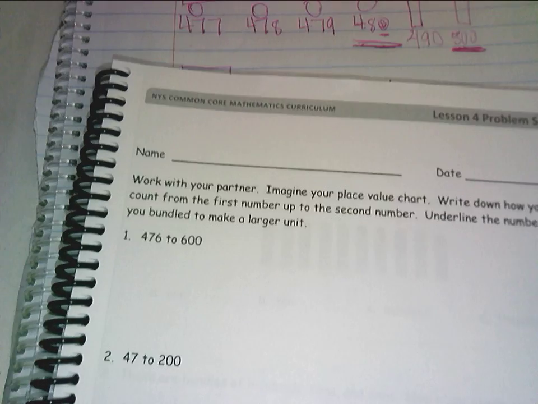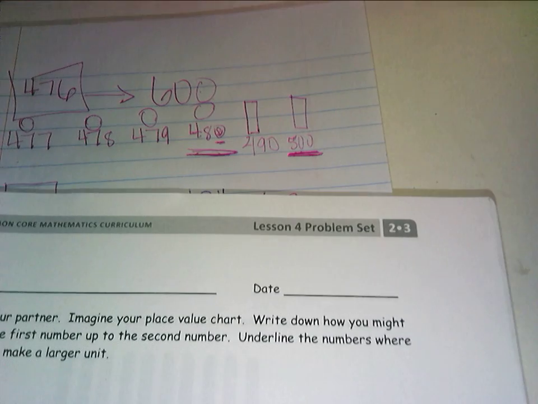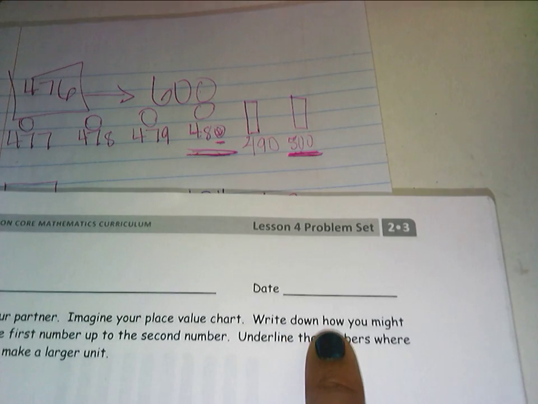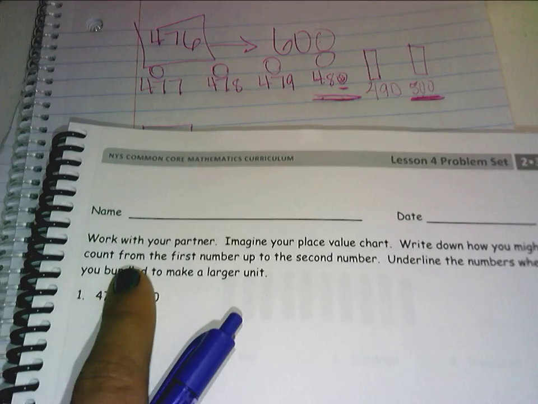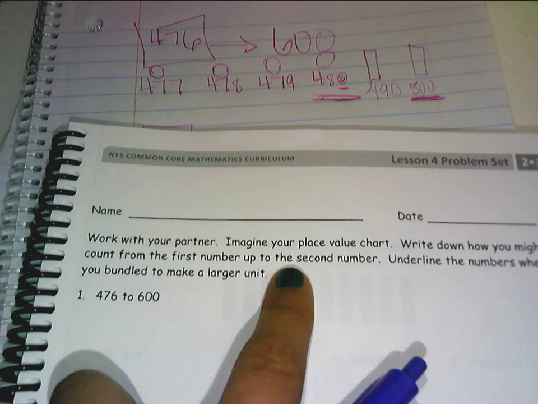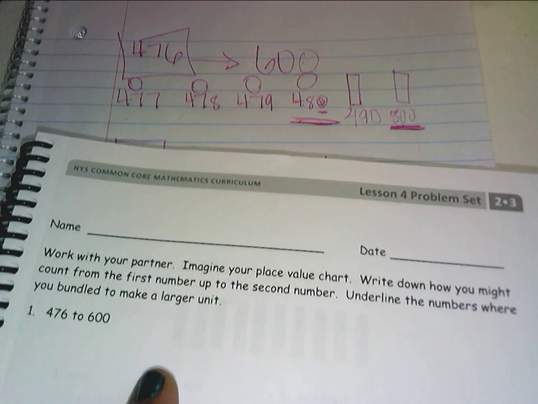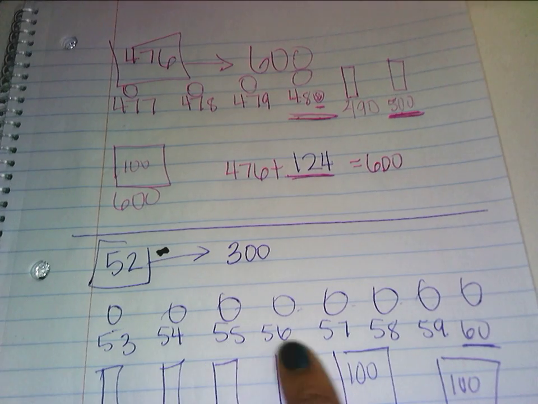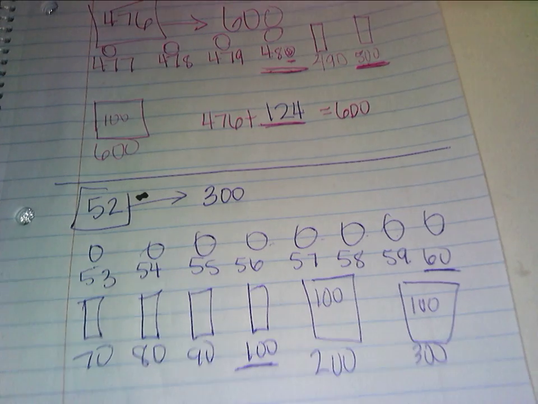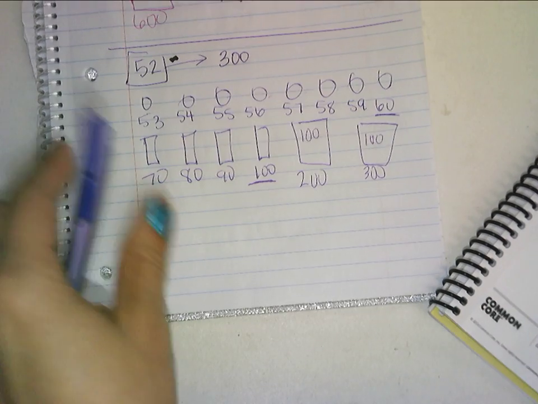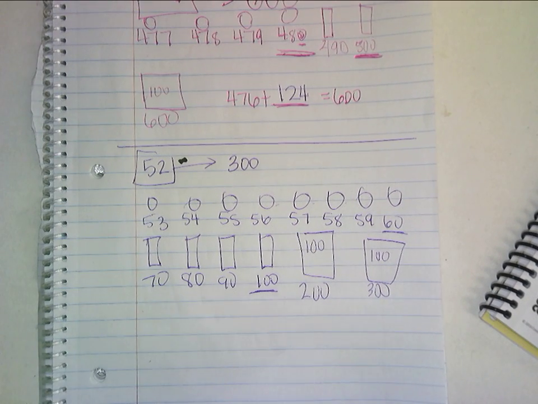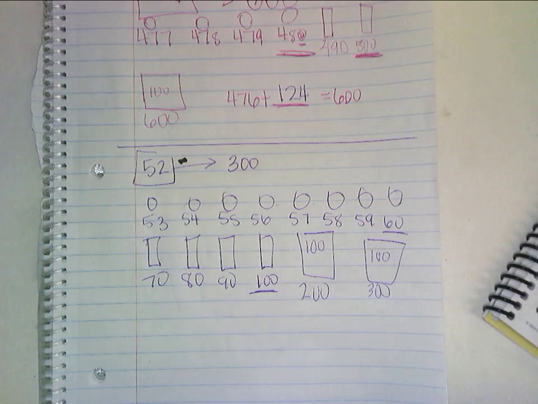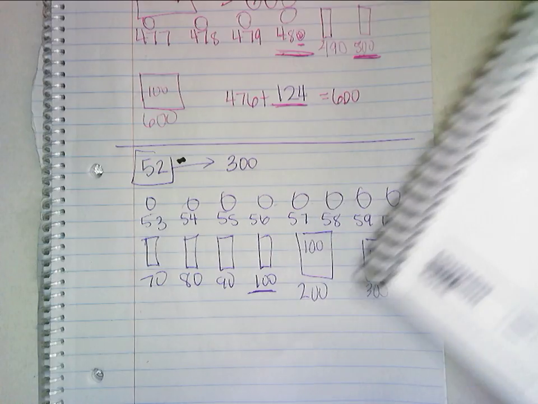So it says, write down how you might count from the first number up to the second number, which is what I did. I was counting on, correct? But you're also showing the units, so you can draw it on both your place value chart and on your paper, okay?